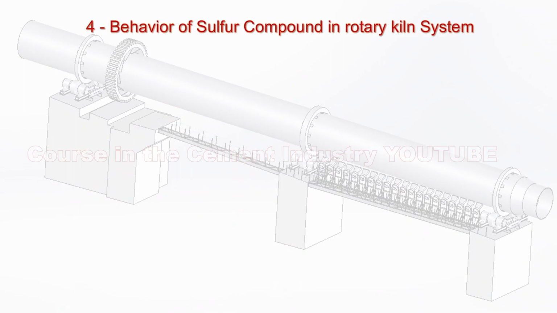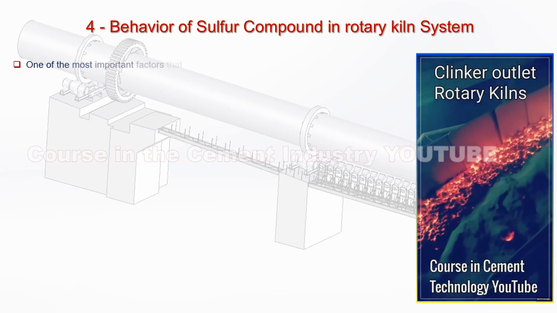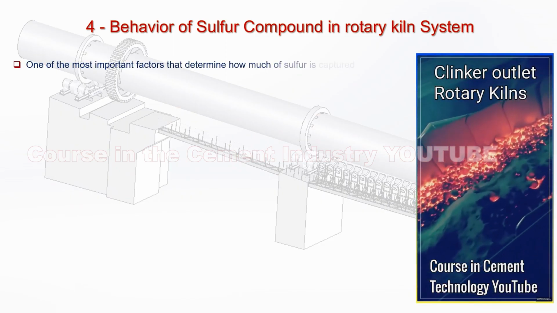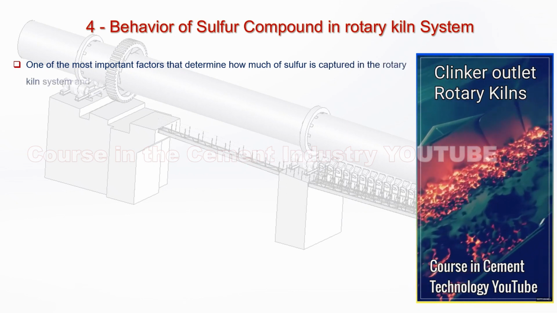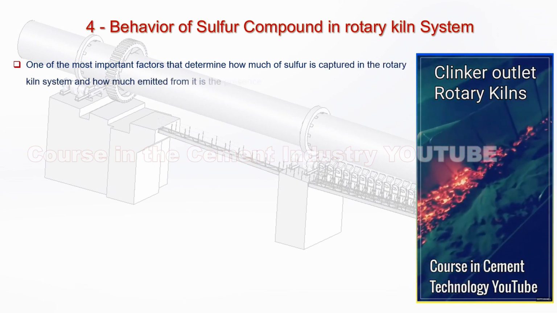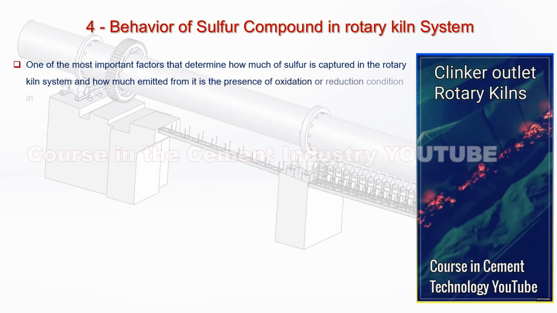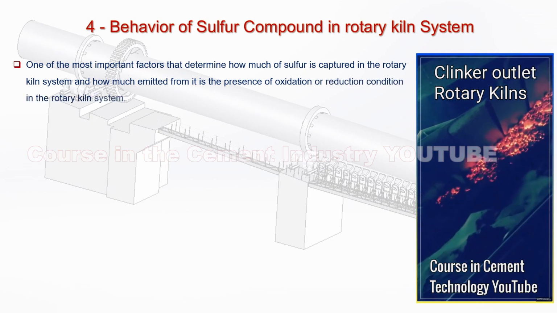4. Behavior of sulfur compound in rotary kiln system. 1. One of the most important factors that determine how much of sulfur is captured in the rotary kiln system, and how much is emitted from it, is the presence of oxidation or reduction condition in the rotary kiln system.